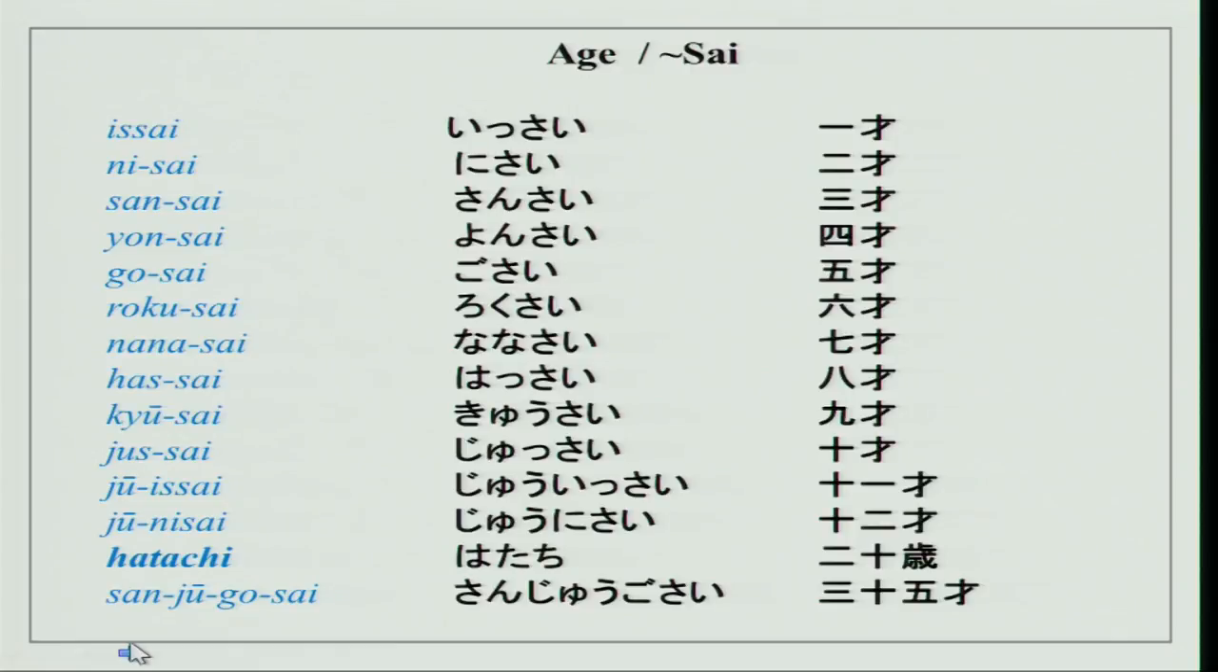So, you will notice over here that for issai, hassai and jussai, it is a little different. Otherwise, you just add sai to the digit. Over here, ni, san, yon, go, roku, nana, sanju, kyu, all these, you just add sai after the digit.